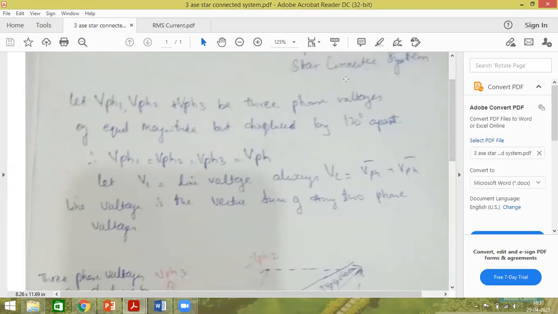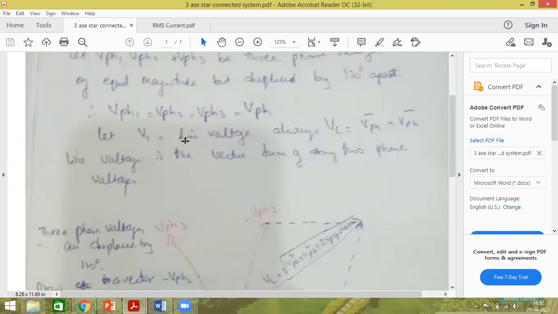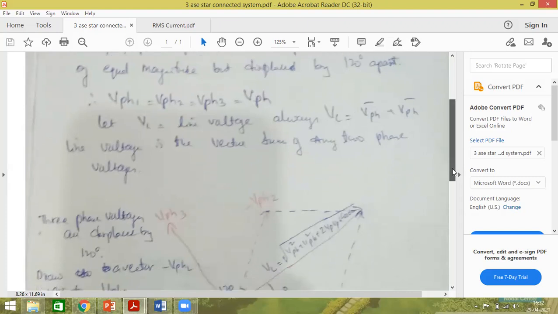A star connected system means we have three different wires which are displaced by an angle of how much? 120 degrees. So what is the first step? Let VPH1, VPH2 and VPH3 be the three phase voltages which are equal in magnitude but displaced by an angle of 120 degrees. Therefore, we write VPH1 = VPH2 = VPH3 = VPH, all are phase voltages, and let VL be the line voltage, and line voltage is always a vector combination of any two voltages. Here we have written the statement.